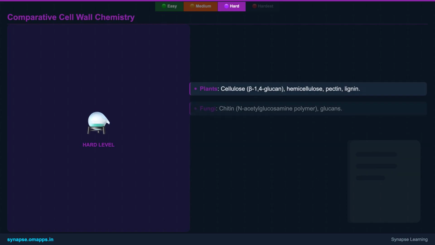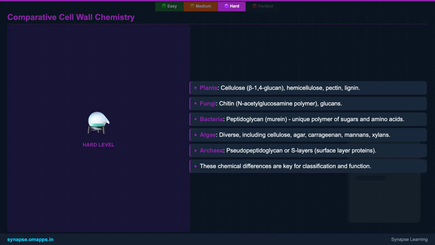The chemical composition of the cell wall varies significantly across different kingdoms, a key aspect for classification and function. In plants, it's primarily cellulose, hemicellulose, pectin, and often lignin. Fungi possess a cell wall made of chitin, a nitrogen-containing polysaccharide, along with glucans. Bacteria have a unique cell wall composed of peptidoglycan, also known as murein, which is a polymer of sugars and amino acids, with variations between gram-positive and gram-negative types.